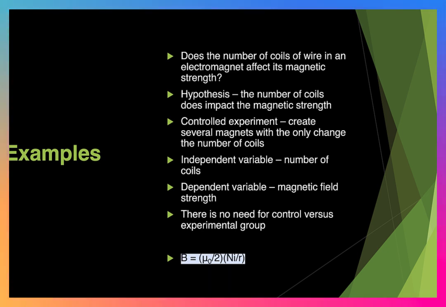And this formula shows B, the magnetic field strength, and N, the number of coils. And so the fact that you're multiplying these factors, the larger N is, the greater the field strength. So clearly the number of coils does impact the field strength.